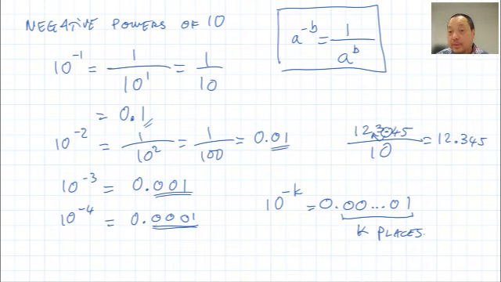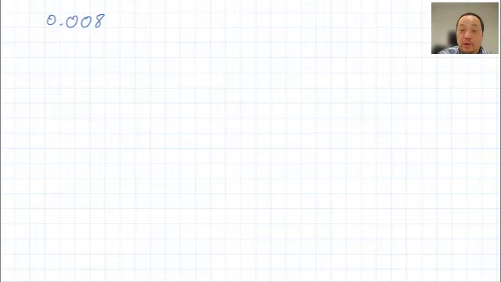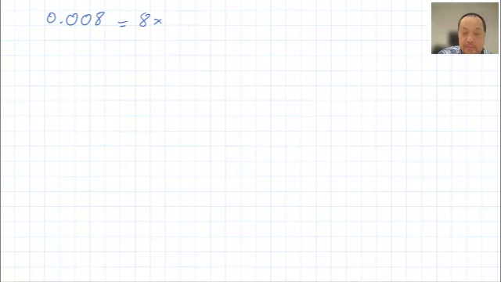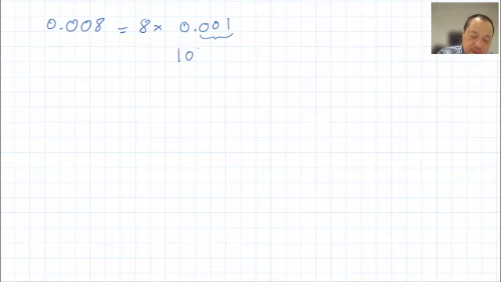And now let's talk about using it for scientific notation. How about 0.008? We do it like we did before. We write this as 8 times 0.001. And 0.001 has 3 decimal places. So that's 10 to negative 3. And the answer is 8 times 10 to negative 3.